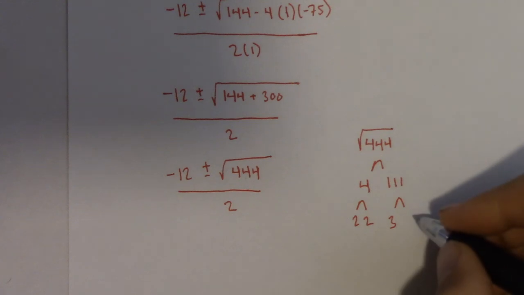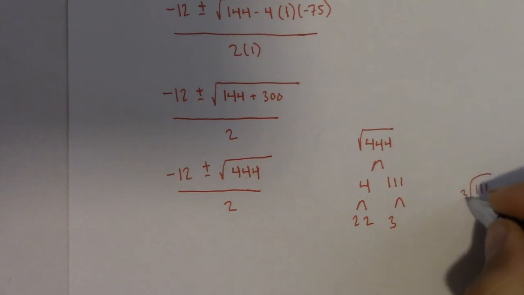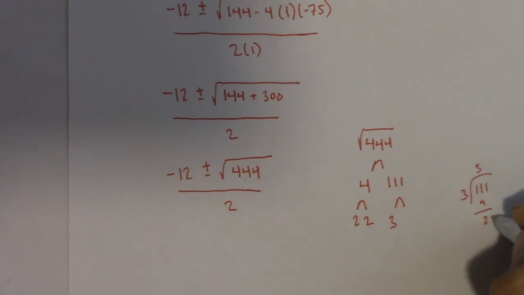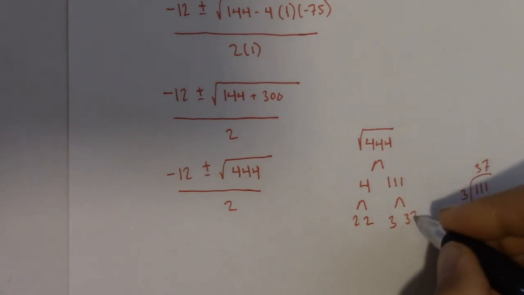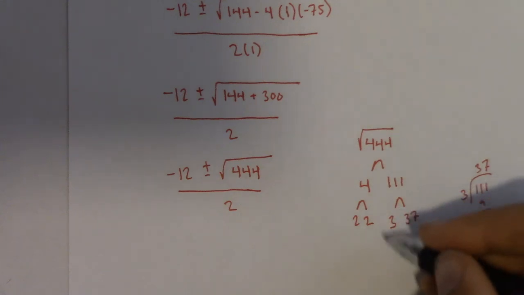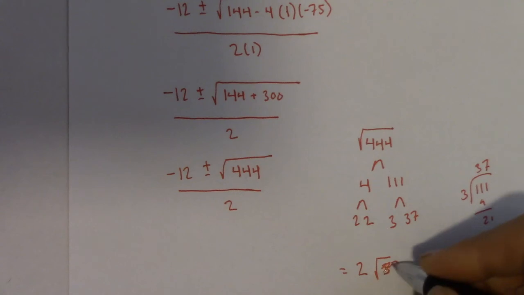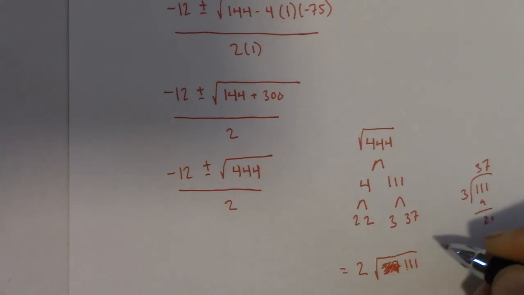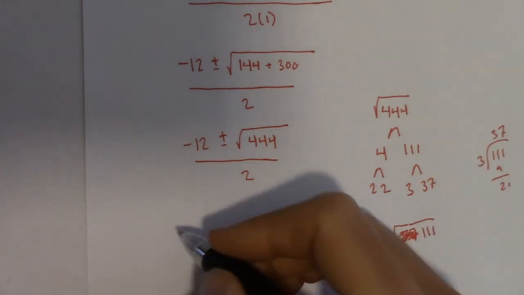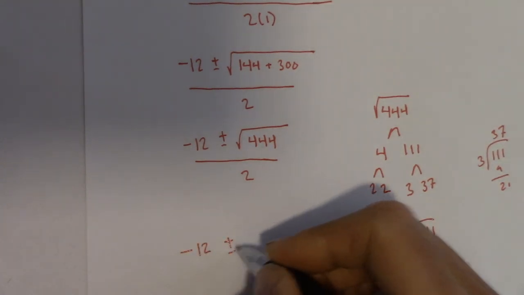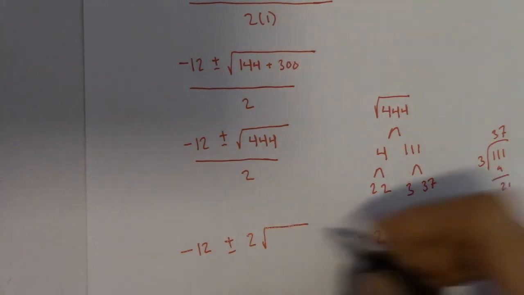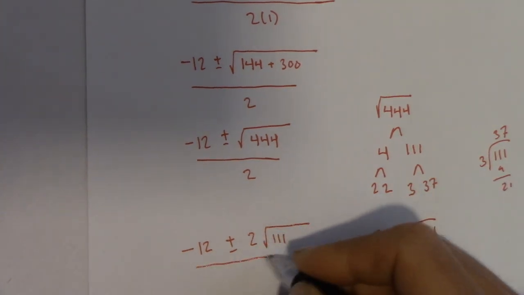111. I can't think. Divide by 3. 3 would be 9, that'd be 21, so that'd be a 37, right? 90, 21, and 37. Okay? However, 3 and 37 don't have pairs, so that means that that's equal to 2 root 37. Oops, sorry. Root 111, because there was no pair to come out. So that means if I come over here, I get negative 12 plus or minus 2. Buddy breaks out of jail. Root 111 all over 2.